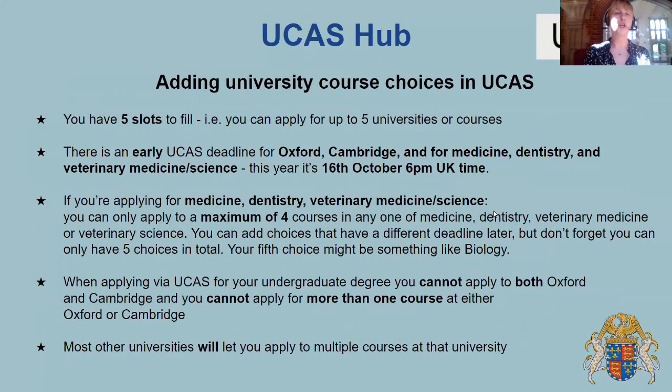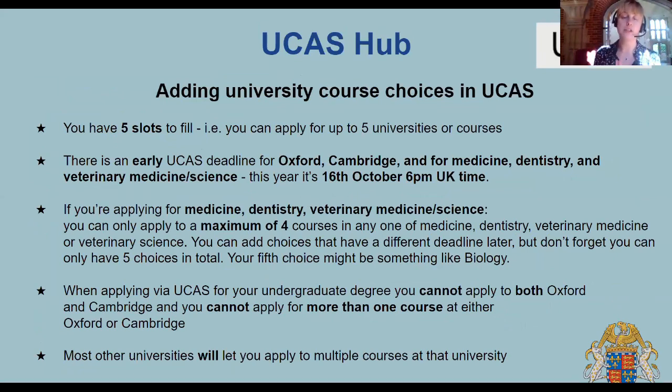So here's some information about making your choices, adding university choices through the UCAS Hub. So you have 5 slots to fill. That means that you can apply for up to 5 universities or courses through UCAS. What's crucial for Cambridge, for Oxford, and for dentistry, medicine, veterinary science courses is that there's an early UCAS deadline. This year, it is the 16th of October, which is a Monday, 6 p.m. UK time. So that means that you need to submit your application through UCAS by that time.